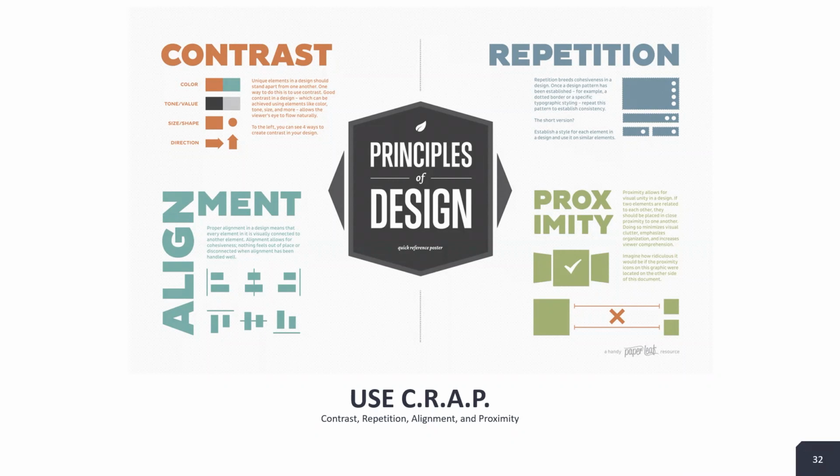Another part is alignment, because proper alignment in design means that every element is visually connected, which is really important, so nothing feels out of place. And with proximity, again, it's a visual unity of design, where if two elements are related to each other, then they need to be placed close together, not at the top of the page and then further down.